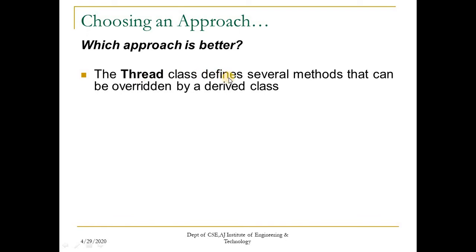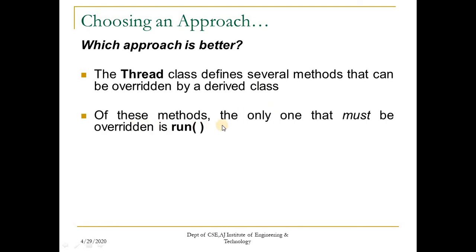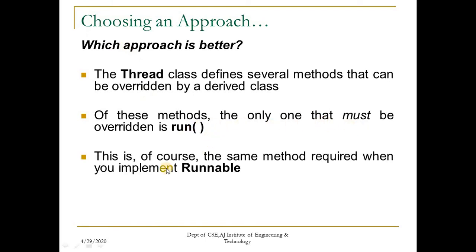Yes, that is why the Thread class defines several methods that can be overridden by the derived class. Of these methods, the only one that must be overridden is run, because we are changing the implementation of the run method. We are providing our own code inside that run method. This is of course the same method required when you implement Runnable. When we implement the Runnable interface also, we are making use of the same method.